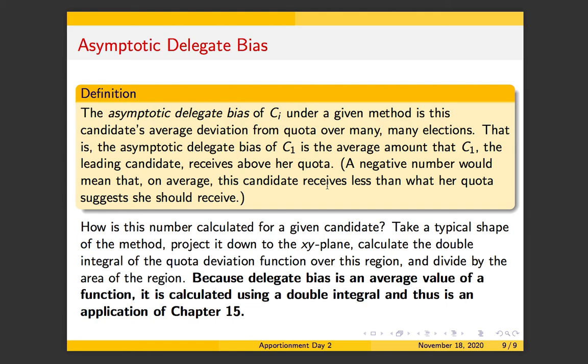Okay, so in the next and final video, I'll show you how to actually do this. But again, it's very nice that a double integral will quantify for you the amount of bias of an apportionment method in favor or disfavor of a given candidate, which again is very useful information that you might want to know if you're choosing an apportionment method. Okay, so in the final video, I'll show you a couple examples like this, and then we'll be done with these videos.